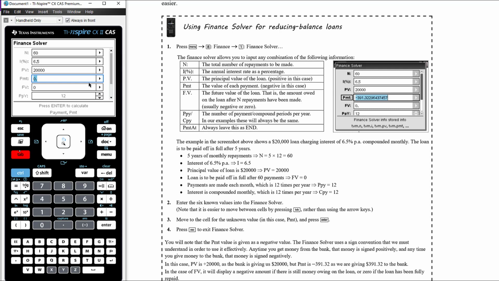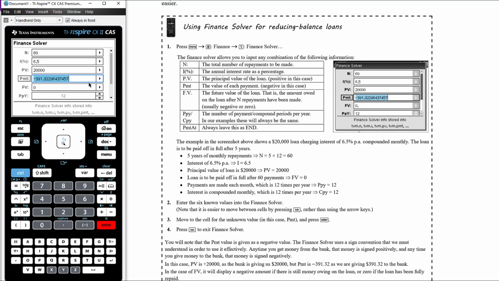And with everything else all set in the right positions, I then press enter on the payment cell, and it will calculate what the payment should be to match everything else. So in this case, the payment is $391.32. Now you'll notice that it's negative. And this is one of the most complicated things that we need to make sure that we get right when working with the finance solver. Okay, we need to get the positives and negatives right, and that's about the flow of the money.